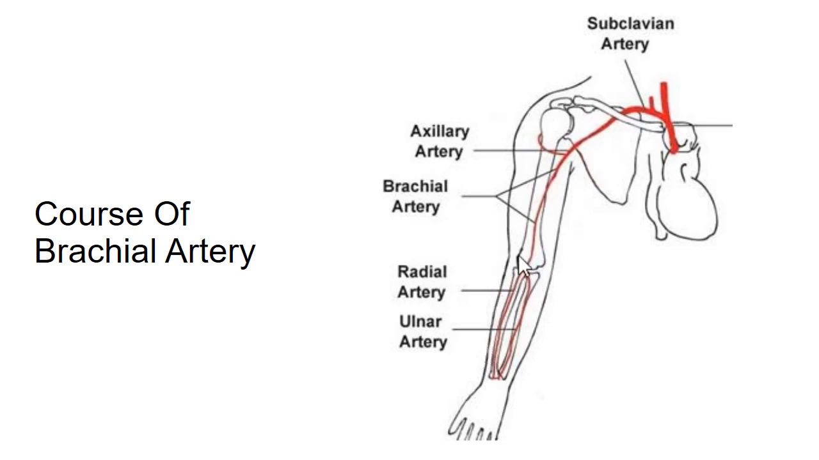This is the forearm. As you know, forearm has two bones. The lateral bone of the forearm is radius, and medial bone of the forearm is termed as ulna. This brachial artery ends opposite to the neck of radius and divides into two terminal branches. This lateral terminal branch of brachial artery is termed as radial artery, and this medial terminal branch is termed as the ulnar artery. This was the course and origin of brachial artery.